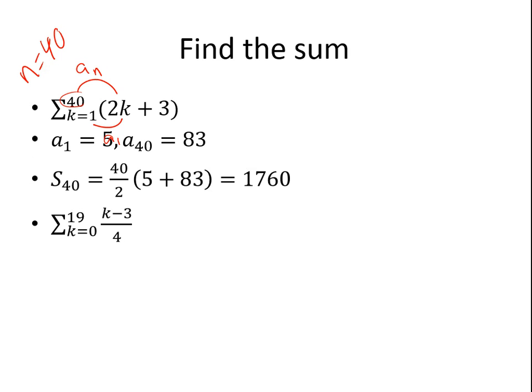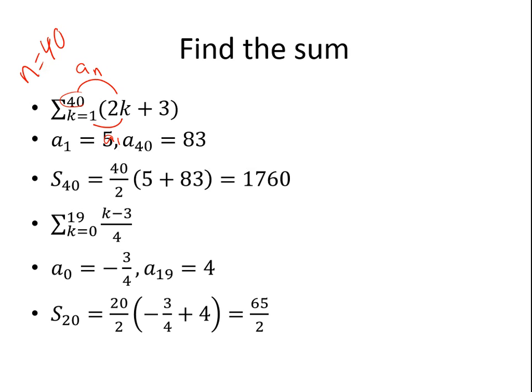The second one, we do the exact same thing. Our first term, in this case, would be negative 3/4, and our last term would be 4. And then our n, in this case, ends up being 20, because we have to include 0, so it'd be 0, 1, 2, 3, 4, and as you see, it gets you one extra. We do our whole calculation, and we end up with 65.5. Okay, so that's finding the sum based on these summations using sigma.